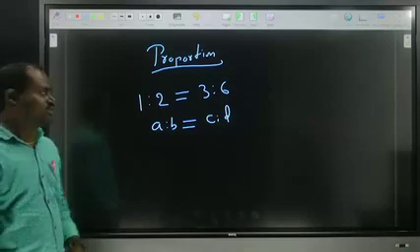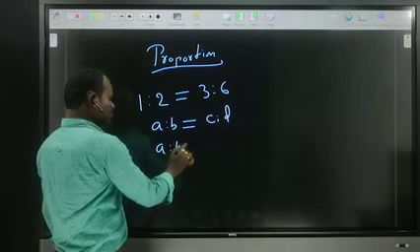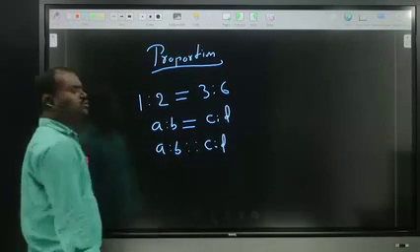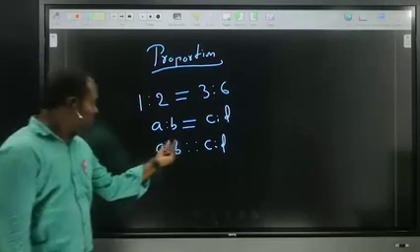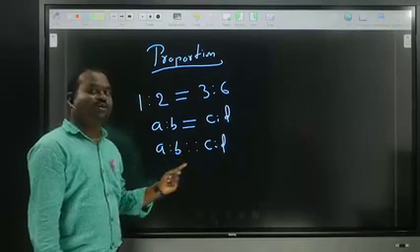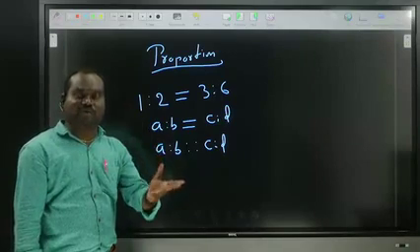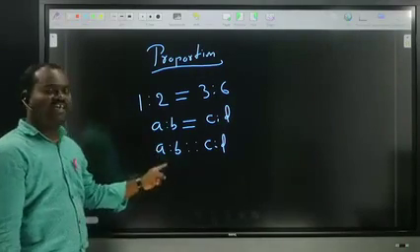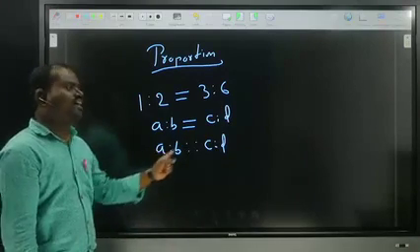How do we denote that? a is to b, four dots, c is to d. When two ratios are equal, they are in proportion. So whenever they are equal, this four-dots symbol denotes proportion. We can read it as a is to b as c is to d.